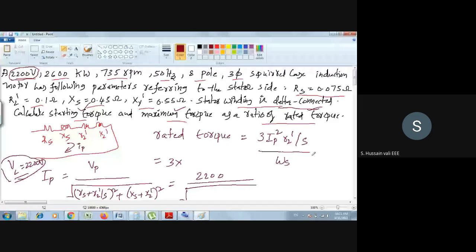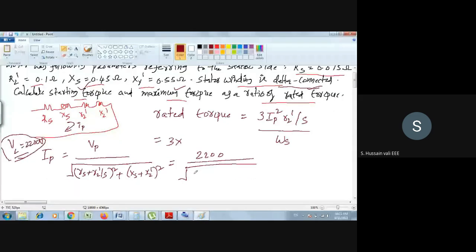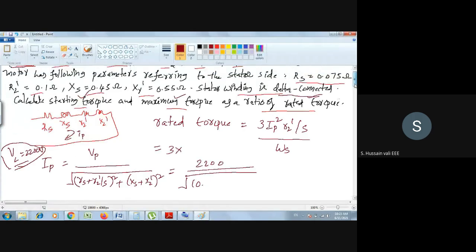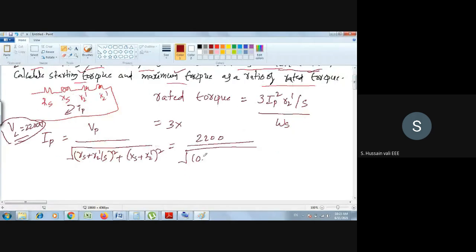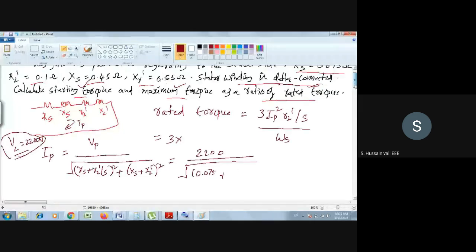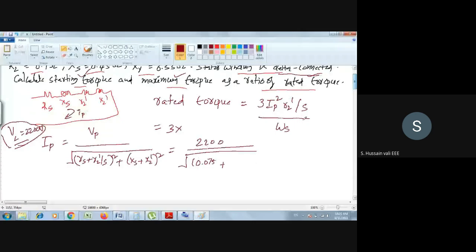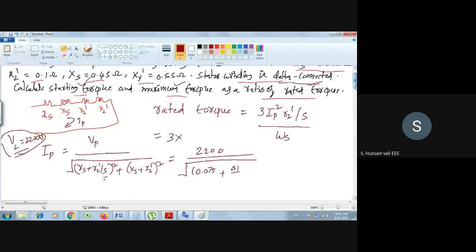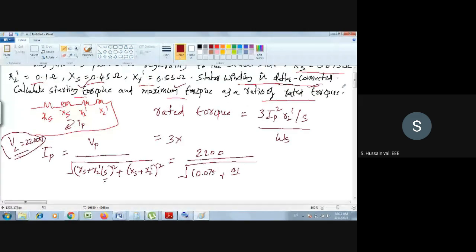Rs. How much Rs value has he given in the problem? 0.075, plus the R2 dash value. What R2 dash value has he given in the problem? 0.1. So 0.1 divided by S. Okay. What is S now? How do you find S? S is the slip at rated values. So how do you find the slip at rated values?